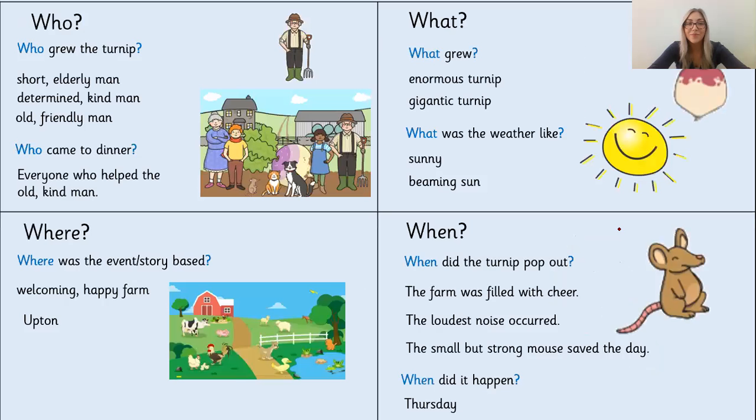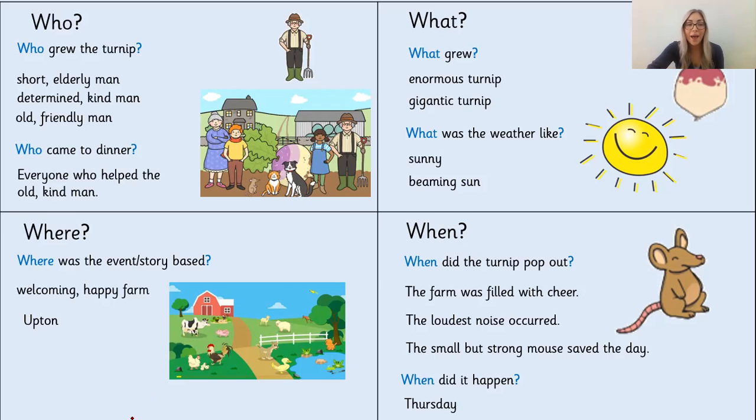Fantastic, everybody. Okay. So yesterday we were looking at our lovely fact file with some questions from our story, The Enormous Turnip. And yesterday your task was to have a go at drawing pictures and drawing some captions to answer these questions. Okay, so we said, who grew the turnip? And we came up with lots of different captions to describe the man. So the short, elderly man, the determined, kind man, old, friendly man. Then we had our question, who came to dinner? And we said that everyone who helped the old, kind man came to dinner.